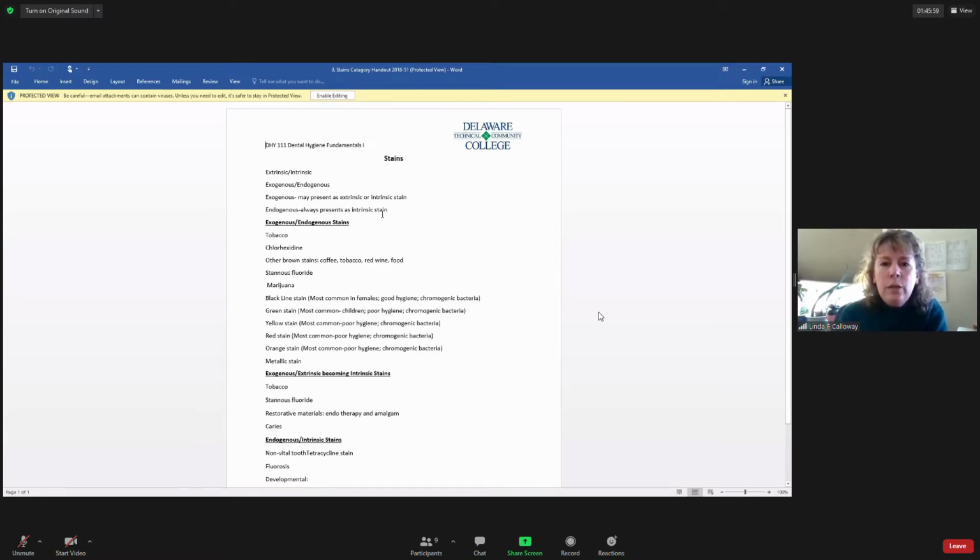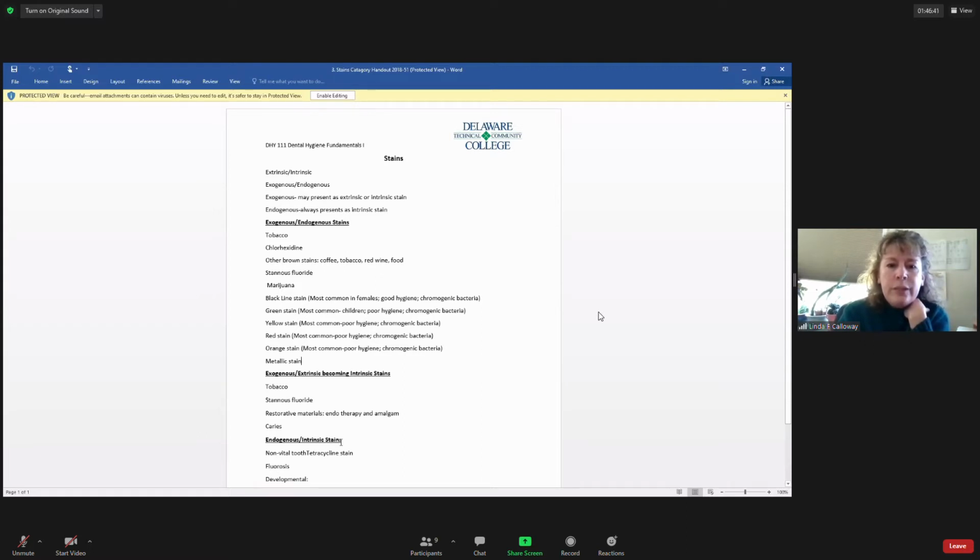So, it's 2 categories. And these are things you learned in Miss Meyer's class that are going to come back in this topic. So we have tobacco, chlorhexidine, all these types of stain that are exogenous or endogenous. And we're going to learn what that means. They can be exogenous, being extrinsic and becoming intrinsic.